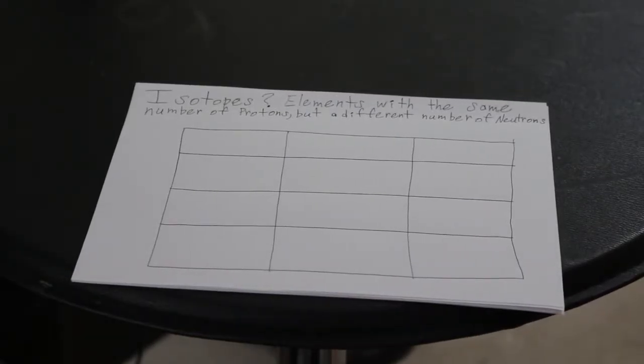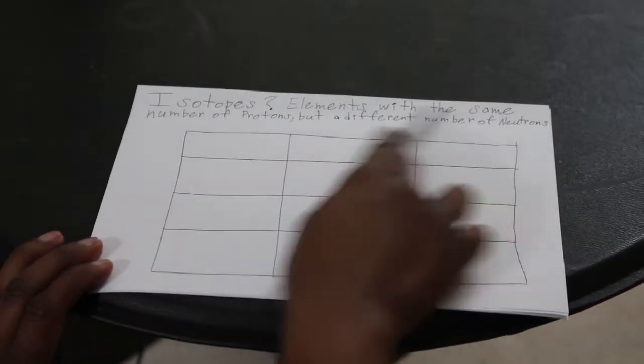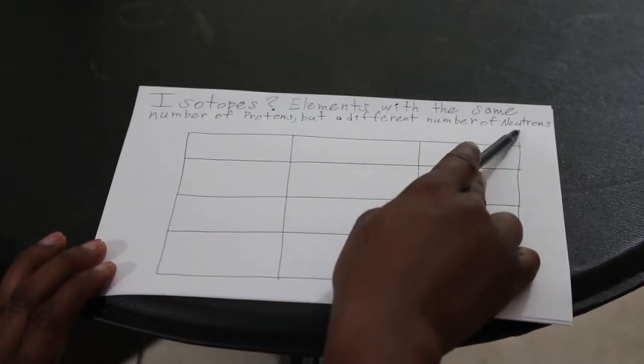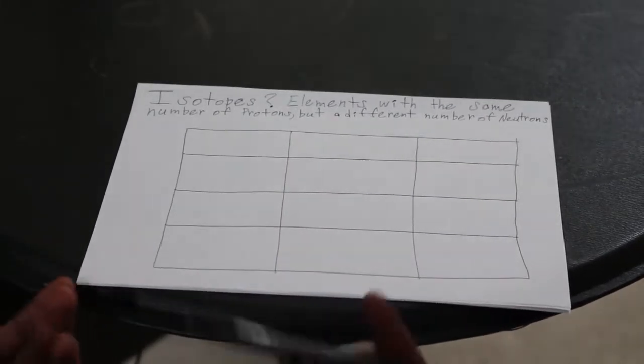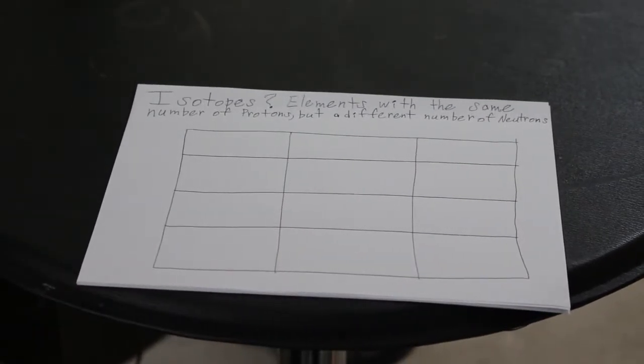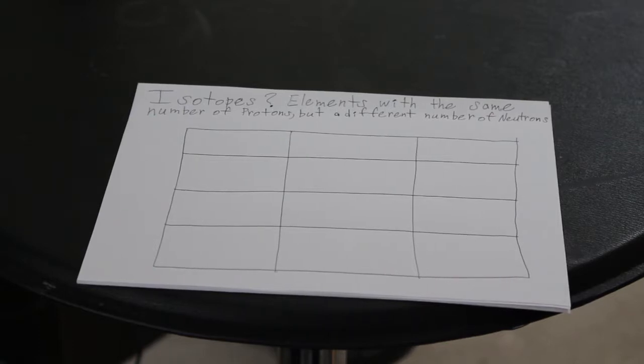Today we're going to talk about isotopes. And the question you may be asking, what is an isotope? Well, isotopes are elements with the same number of protons but a different number of neutrons. And since they have a different number of neutrons, this alters or changes their atomic mass number. So let's go ahead and take a look at this.